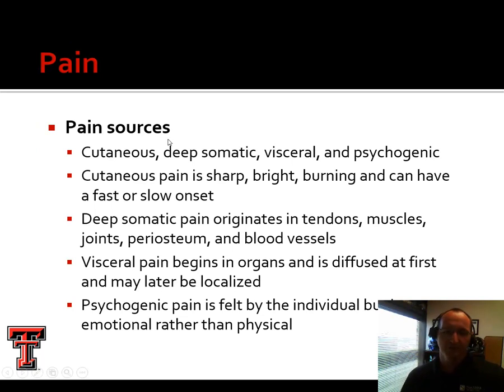So we can get pain from a number of different sources: cutaneous, deep somatic, visceral, psychogenic. Cutaneous pain, they'll usually describe it as sharp, bright, burning. Usually we attribute that to nerve-based pain. Deep somatic pain, they're usually not able to pinpoint where that is. So if they've got a tendonitis in their shoulder, for instance, they won't be able to tell you with one fingertip it hurts here. They'll show you with their whole hand. Visceral pain, this is that deep kind of gut pain, organs, and then it may radiate and diffuse elsewhere.